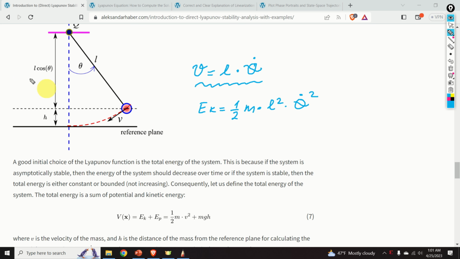On the other hand, let us calculate the potential energy. Potential energy is mass times gravitational acceleration constant times this height over here. The vertical distance between the center of the ball and the reference plane. From this graph, we see that this expression can be written like this. H is nothing less than L minus L cosine theta.